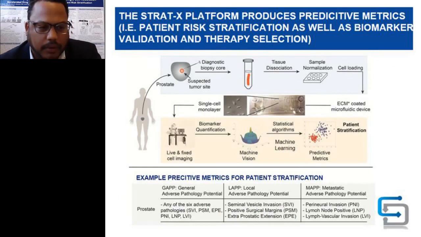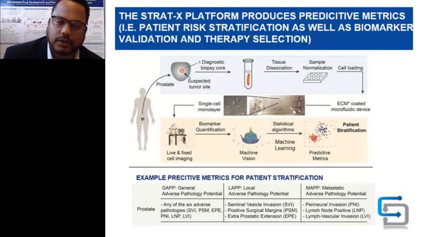So moving forward, we'll be talking mostly about the prostate, and a prostate biopsy is taken. Presumably, it's taken from the lesion. That core has been placed in a tube filled with culture media as opposed to formalin-fixative.